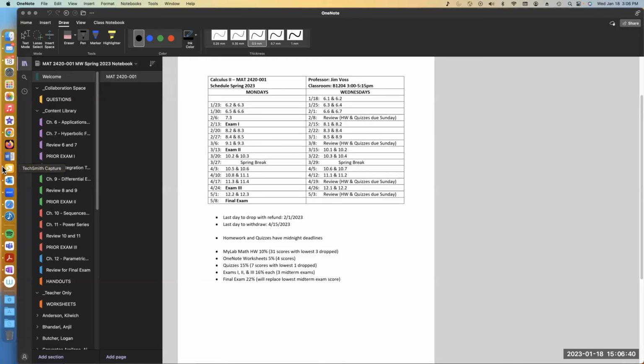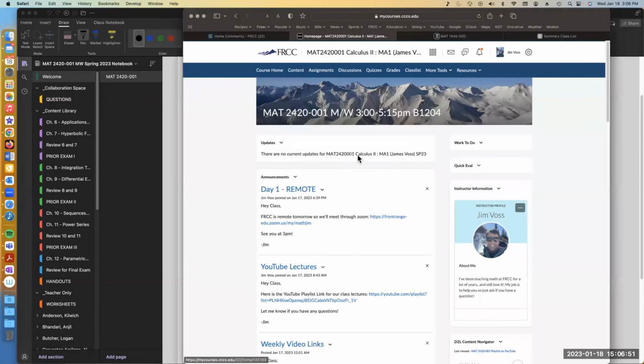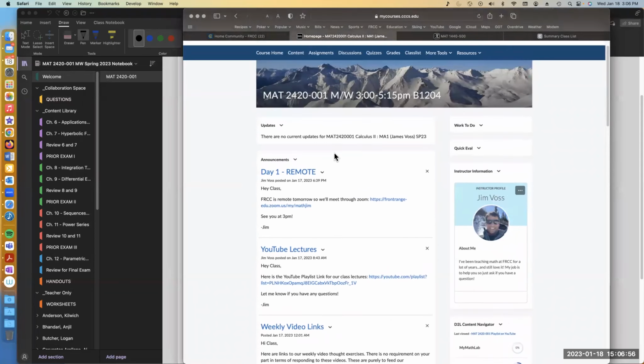All right, so let me say this about the syllabus. If we go over to D2L, that's where the syllabus is. I don't have the syllabus in OneNote. Syllabus is over in D2L. Let's jump over to D2L for a minute, and then we're going to come back to OneNote and talk about some stuff. So here is our course page in D2L.